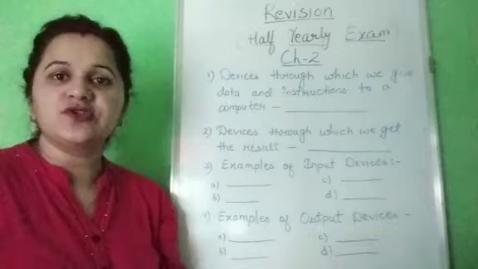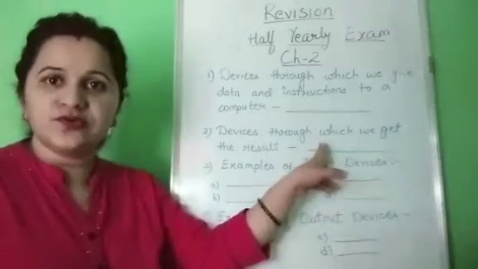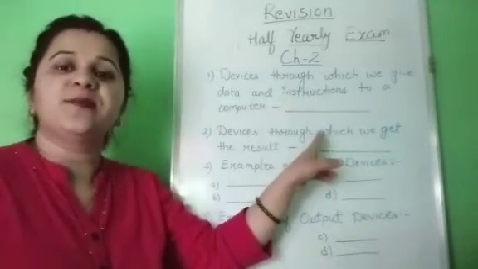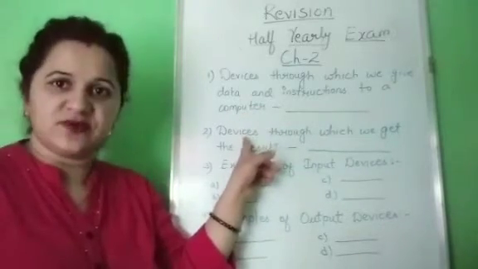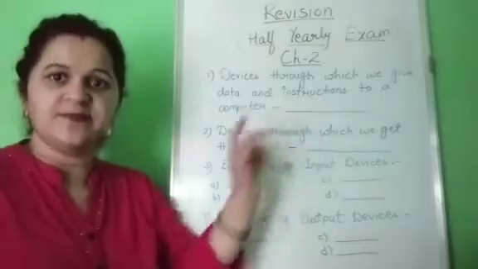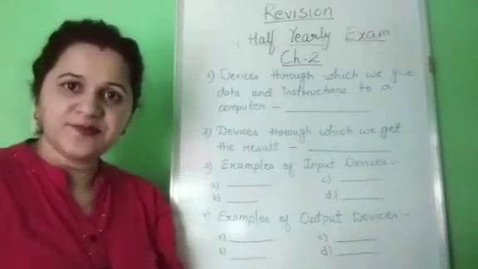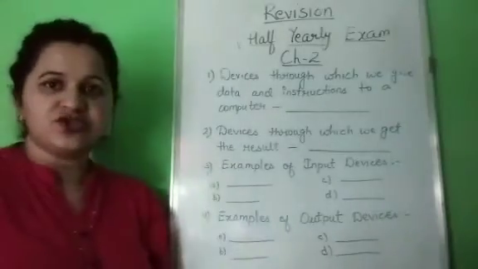So what should I write down? O-U-T, out, P-U-T, put, output, devices. Here's the spelling of devices. Okay. So you will write down devices. Okay, children, clear? Okay, now come to the third question.